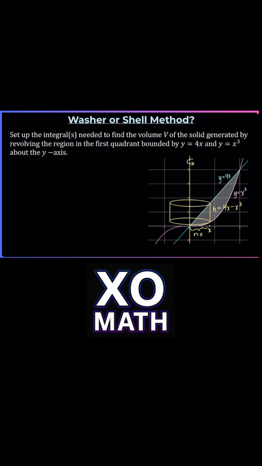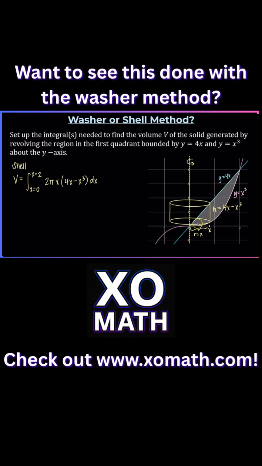Now let's set up the integral using the shell method. So our volume V is going to be the integral from x equals 0 to x equals 2. So our region lies along x values from 0 to 2. Remember, we picked a generic x value in that interval. And then the formula for the shell method is 2 pi, and then the radius, well, the radius as a function of x was just x, and then times the height, which we said was 4x minus x cubed dx.